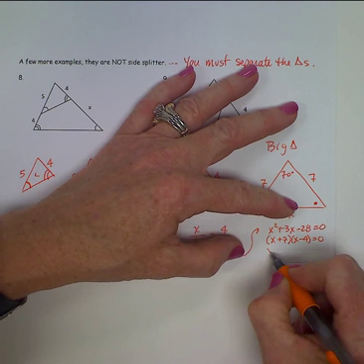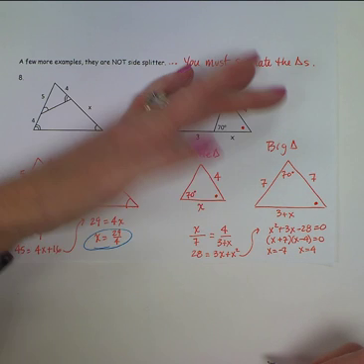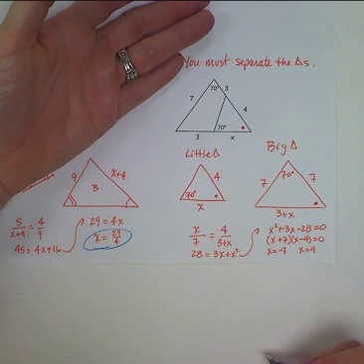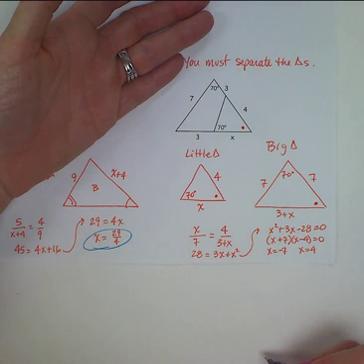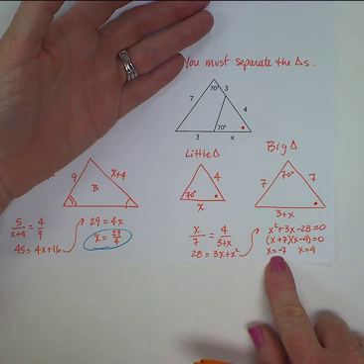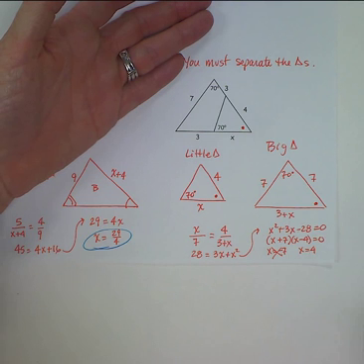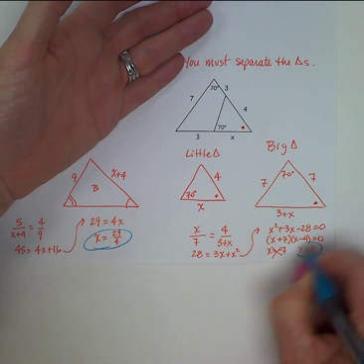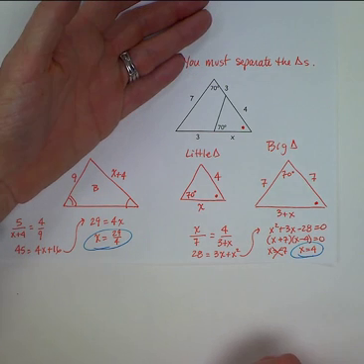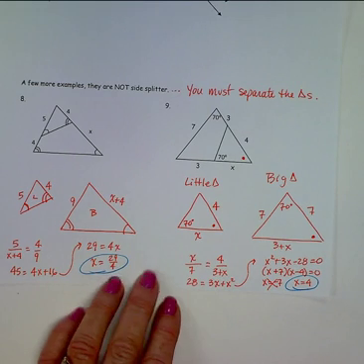That'll give us X is negative 7, or X is 4. Look back at the diagram. Can X be negative 7? Nope, can't be. So that one's out, which means X equals 4 is your solution. Yay. Wonderful algebra coming back. Oh, I did squeeze it in. Awesome.